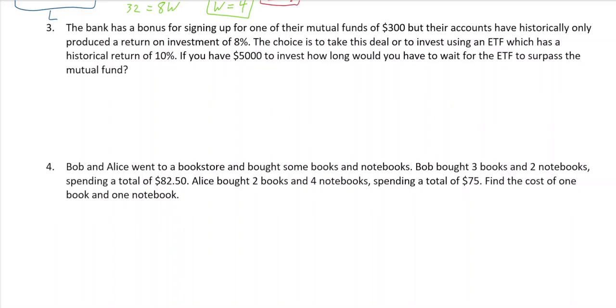Okay, so we need to read this very carefully. The bank has a bonus for signing up for one of their mutual funds of $300, but their accounts have historically only produced a return on investment of 8%. The choice is to take this deal or to invest using an ETF which has a historical return of 10%. If you have $5,000 to invest, how long would you have to wait for the ETF to surpass the mutual fund?